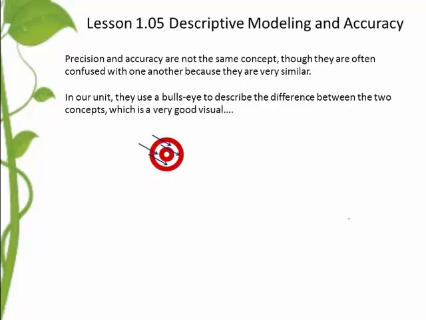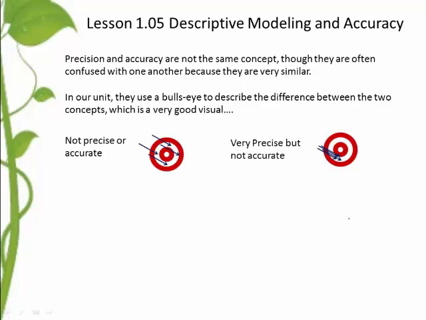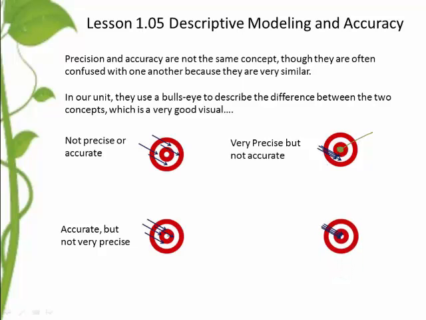Here we have arrows just kind of all over the bullseye. This is not precise and it's not accurate. Here we have arrows all concentrated in one place. This is very precise, but it's not accurate because our accuracy would have occurred here in the middle in the bullseye. That's where we were trying to reach. Here we're accurate because we're very close to the bullseye, to the center, but we're not really precise because we're kind of all over the place. And then here in our last example, we're both precise and accurate.